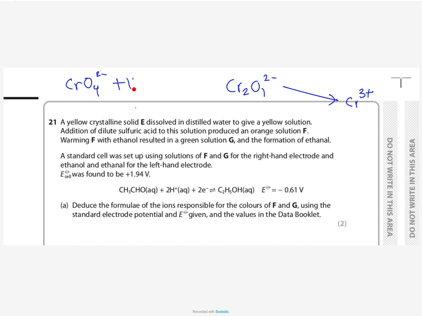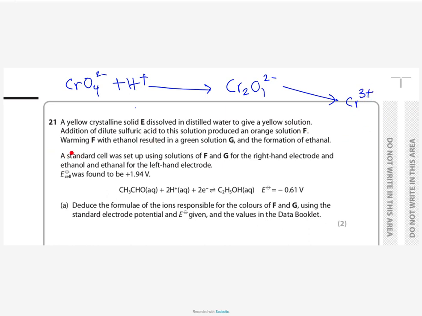When you add sulfuric acid, the acidic conditions convert the chromate to dichromate. Dichromate is an oxidizing agent. It oxidizes the alcohol, only partially to aldehyde because you're not refluxing it, you're just warming it. If you reflux, it goes to carboxylic acid. So primary alcohol is oxidized to aldehyde, and the oxidizing agent is reduced to Cr3+. So this can be a possible reaction scheme.